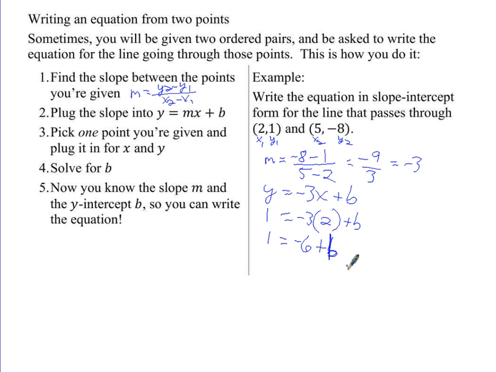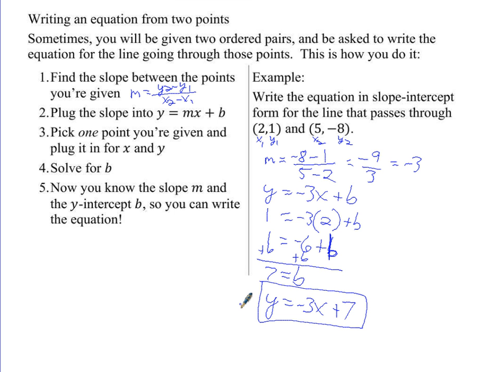And we're solving for b, so this is negative 6. To get it to go away, I've got to add 6 to both sides. And that gives me 7 equals b. So now I know what b is, and I know what m is, which means I can write my equation. Y equals the slope that I found, negative 3x, the y-intercept that I found, which was positive 7, so plus 7. And that is the equation.